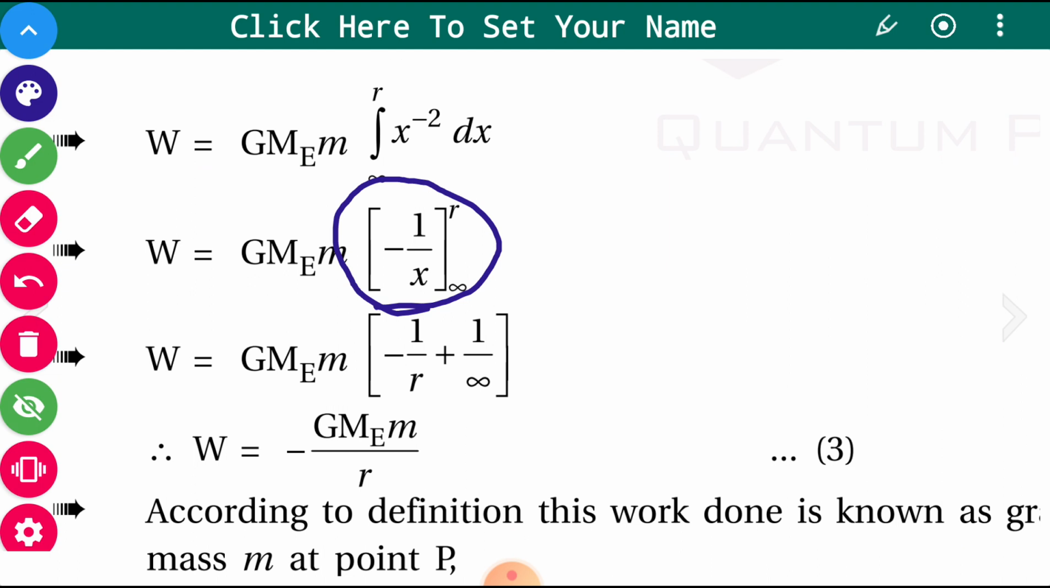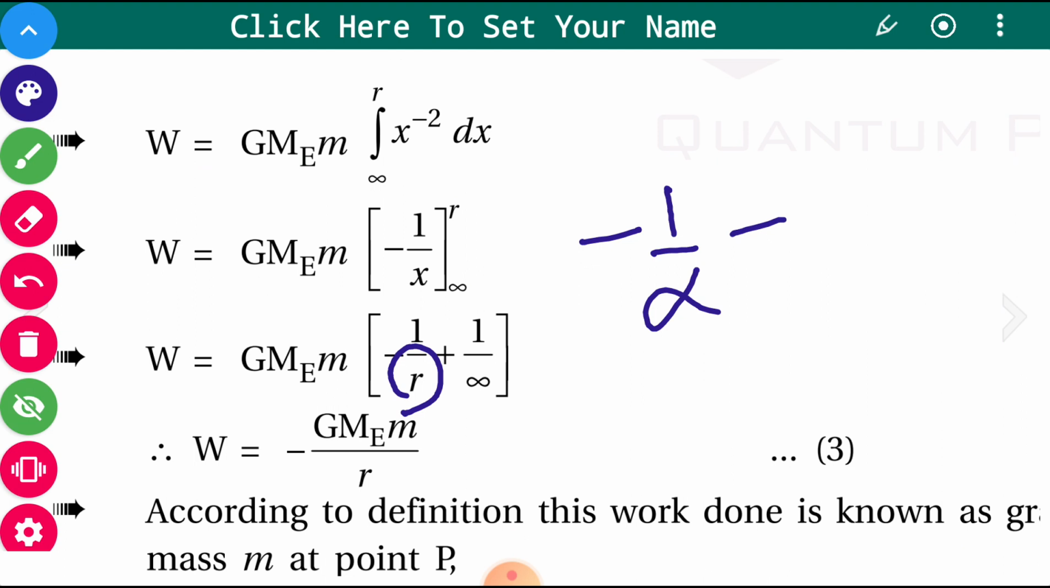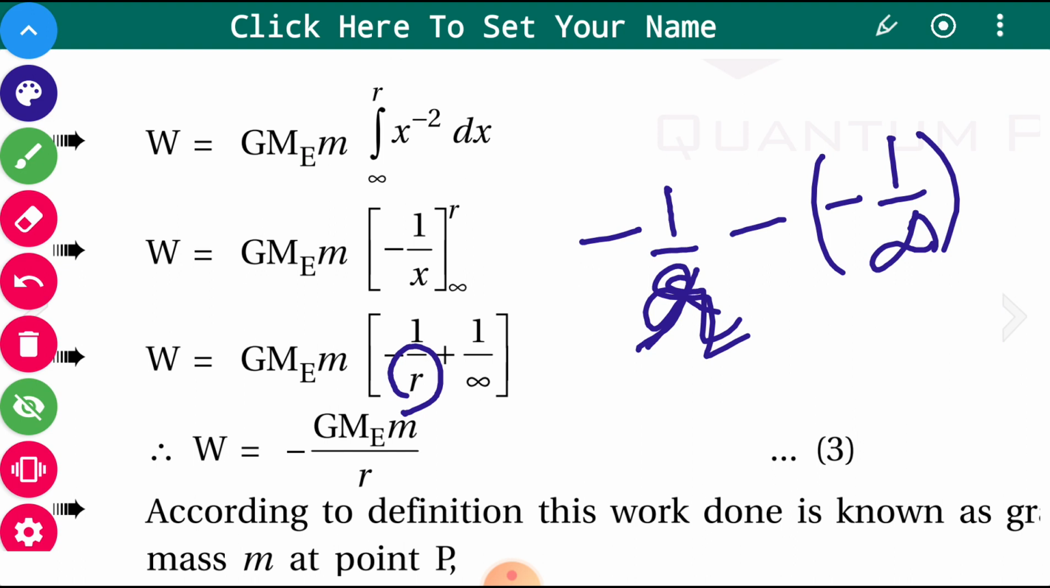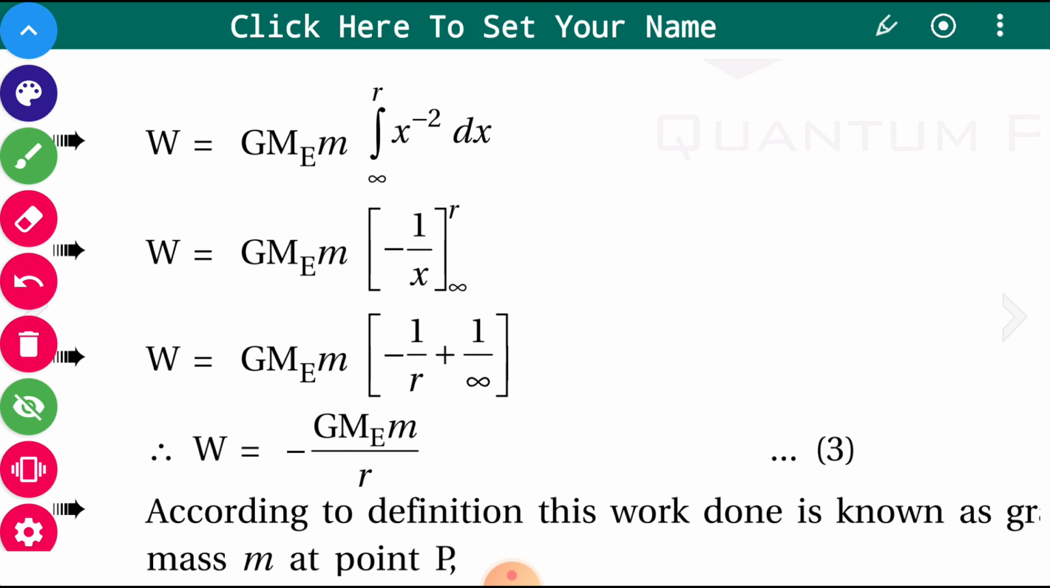Okay. So it is infinity to r. So first is the upper limit, that is r. Instead of x you write r. So it is written here as minus 1 upon r minus, minus 1 upon infinity. Okay. So minus and minus becomes plus. So 1 upon infinity is 0. So it becomes minus 1 upon r. Rather this is r. Okay. So minus 1 upon r plus 1 upon infinity. That is why this step is written. So this work done becomes minus G Me m upon r.